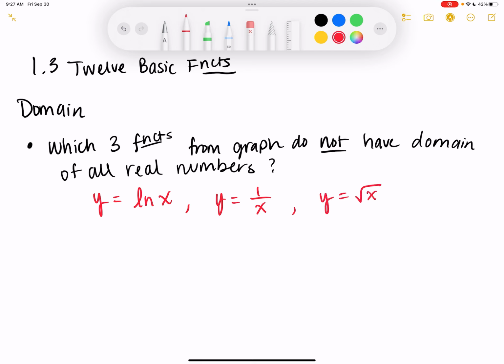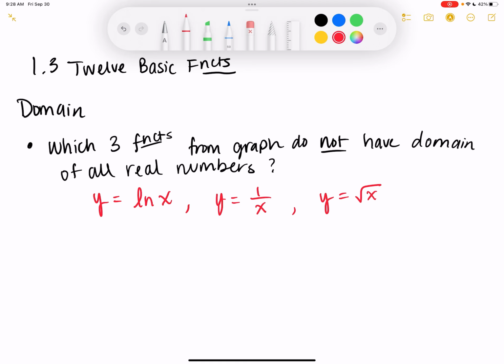Why? It can either be f of x or y, I don't care. No, I meant why does the square root function not take all x values? Oh! Because the square root function can't be negative. So it starts at 0 and goes to infinity. It doesn't exist in the negative direction, because then it's imaginary. Okay.